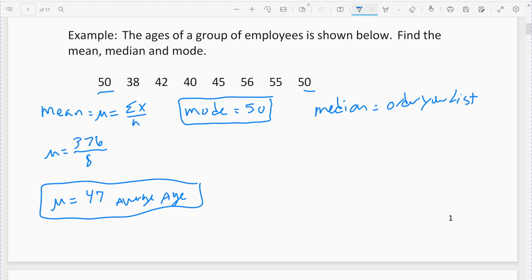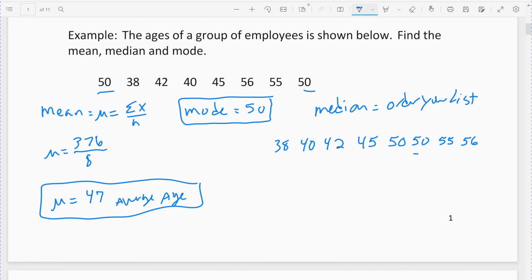So the lowest number is 38. The next lowest is 40, then 42, 45, both 50s, and you write both of them down, 55 and 56. Then do a quick count to make sure you haven't missed anybody. 2, 3, 4, 5, 6, 7, 8. There are 8 of them. So there are 8, which means there are 4.